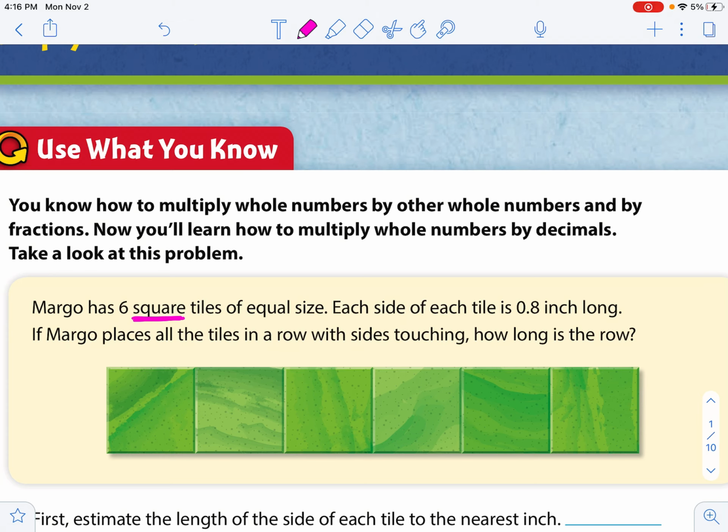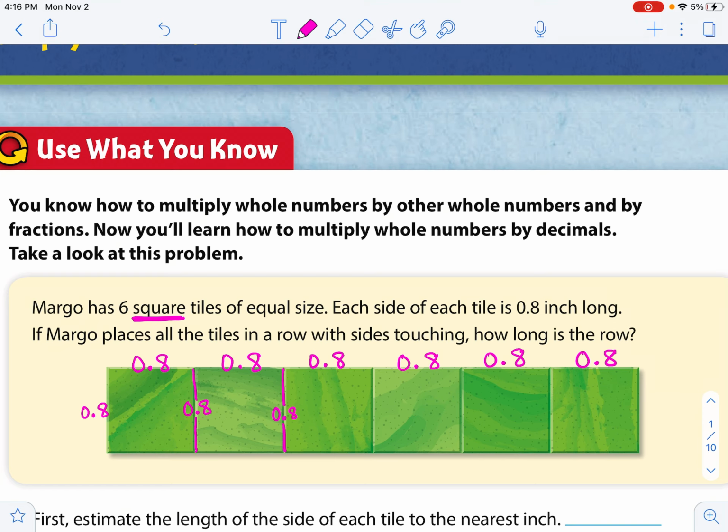So each side of each tile, so each side, that's this side, and this side, and this side, and this side, is going to be 8/10 long, okay? So I'm going to go ahead and mark that. That helps me. 8/10, 8/10, 8/10, 8/10, 8/10. That helps me understand. And then I also know that even the sides are going to be 8/10 going up and down.